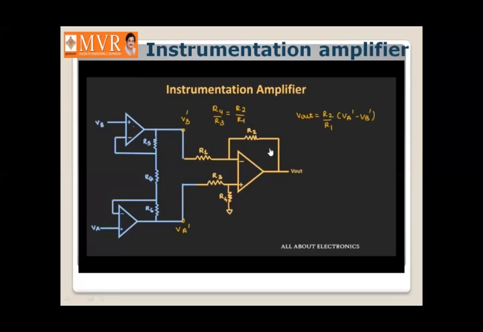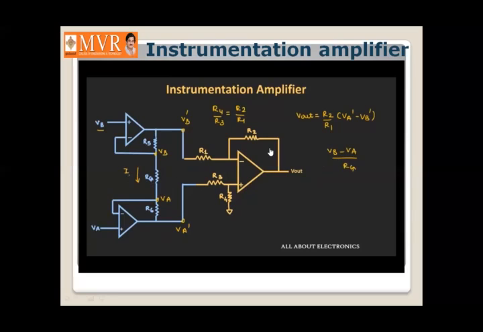Now, if you observe this circuit, the voltage at this node will be equal to VB, because here we are assuming that all the op-amps are ideal. So whatever voltage appears at this terminal, the same voltage will also appear at this terminal. And likewise, the voltage at this node will be equal to voltage VA. So from this we can say that the current flowing through this resistor RG will be equal to VB minus VA divided by this resistance RG.